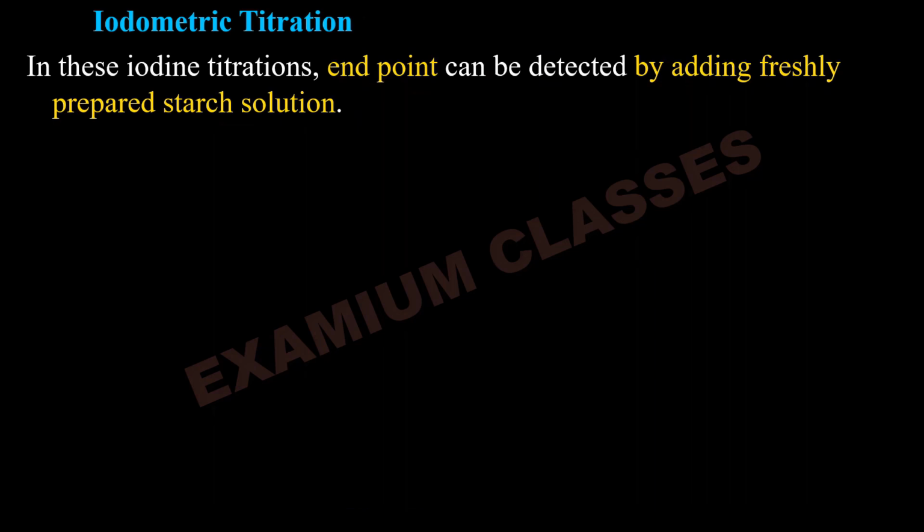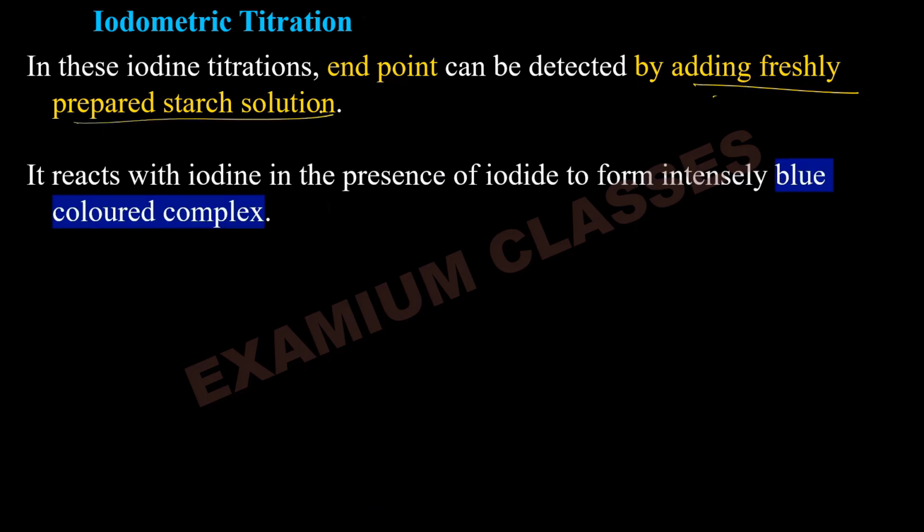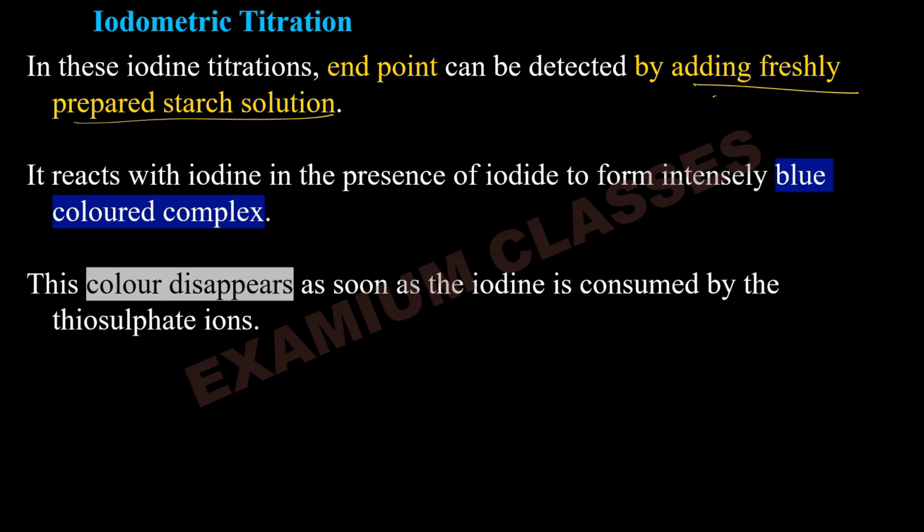In these iodine titrations, the endpoint can be detected by adding freshly prepared starch solution. It reacts with iodine in the presence of iodide to form an intensely blue colored complex. I will explain it with the details through steps. This color disappears as soon as the iodine is consumed by the thiosulfate ion. So it is very much similar to the iodimetric titration.